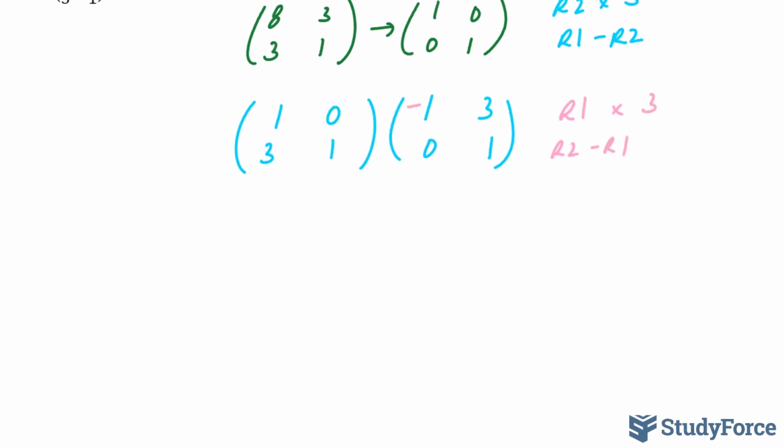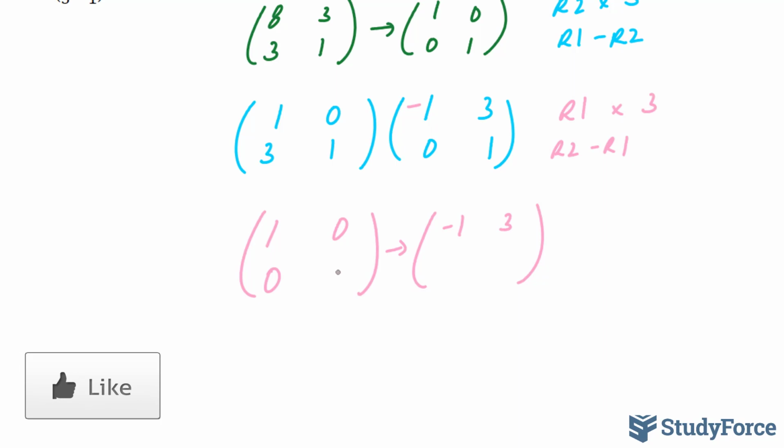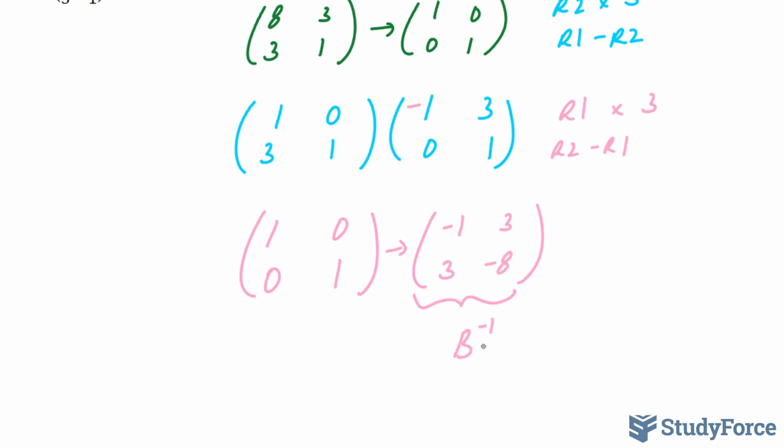Here's what I mean. Now, since row 2 is the only one being amended, I will rewrite the first row because that will remain unchanged. 3 times 1 is 3. 3 minus 3 is 0. 3 times 0 is 0. 1 minus 0 is 1. 3 times negative 1 is negative 3. 0 minus negative 3 is positive 3. 3 times 3 is 9. 1 minus 9 is negative 8. This right here represents the inverse of the matrix.